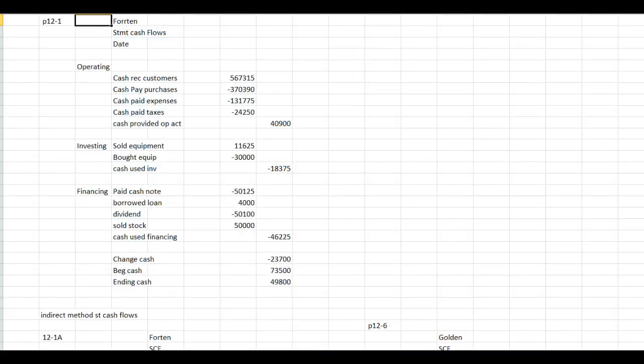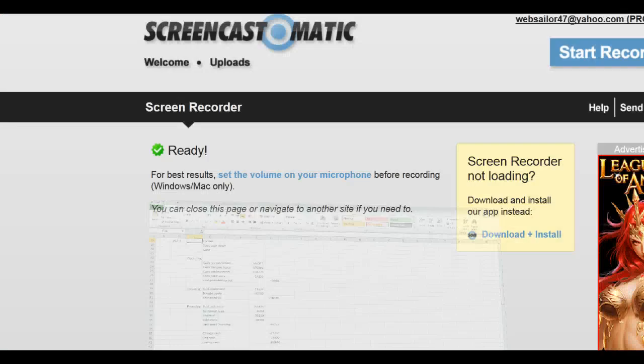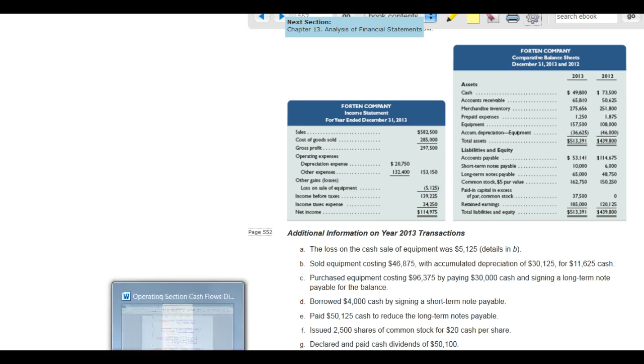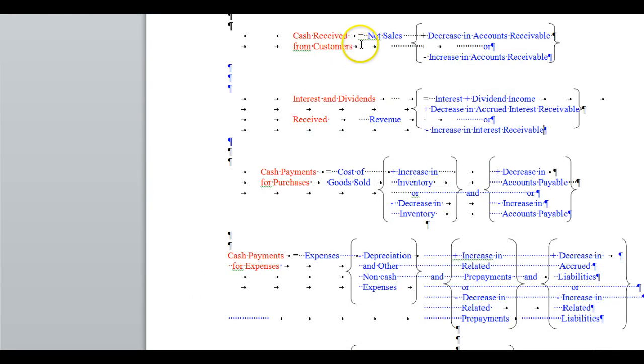See if I can find a quick example here. Oops, where is my example? Oh, here it is. We're going to take a look at problem 12.1a. And this is from page 552. Okay? So if you remember our first line in our directions, cash received from customers equals net sales plus any decrease in accounts receivable minus any increase in accounts receivable. So let's take a look at that one.